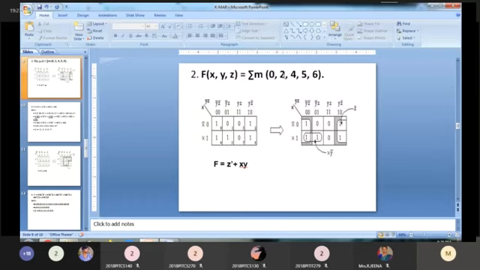Then the second position, you have to put the value 1. Then the 4th position you have to put the value 1. Then the 5th position, value 1. The 6th position, value 1. This and this you already know: X bar, X, here Y bar Z bar, Y bar Z, Y Z bar, Y Z. Now simplification. How many possible groups are there?